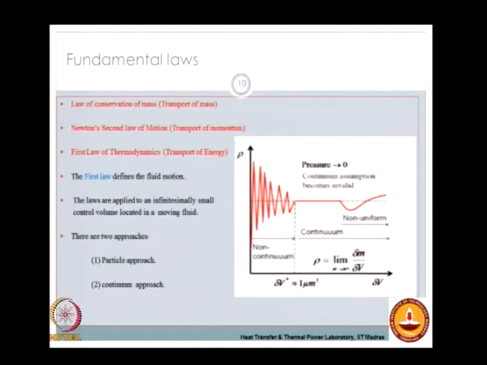So we will stop here for today, and in the next class tomorrow we will start off with the fundamental governing equations, and we will start deriving the governing equations one after the other. Thank you.